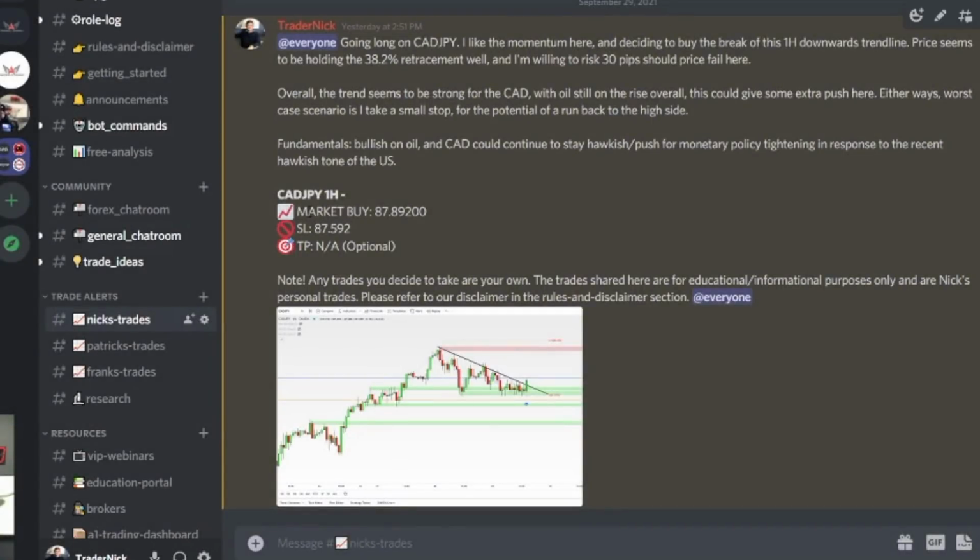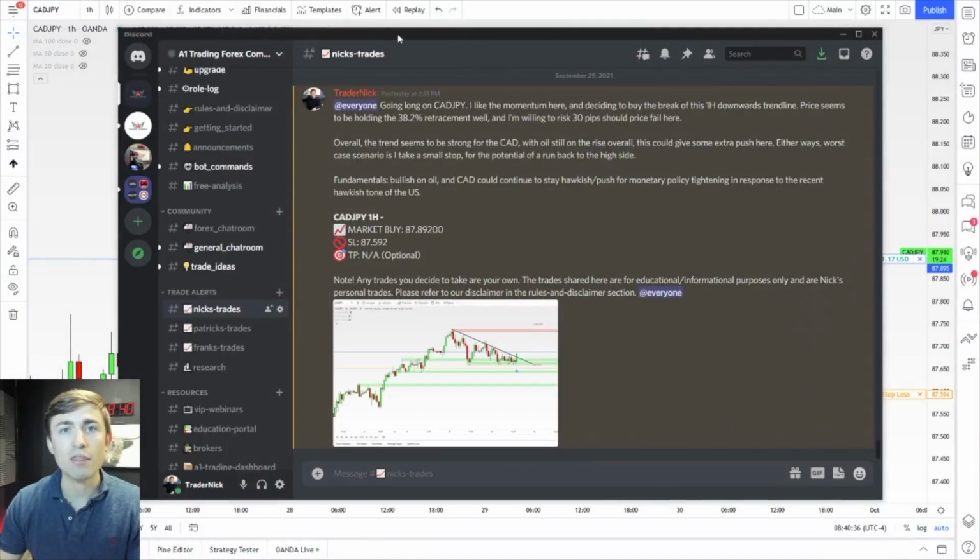Of course, I shared the entry, my analysis, the technicals as well, and then my order details, so where I bought in, the stop loss, etc. So again, that is the trade setup.